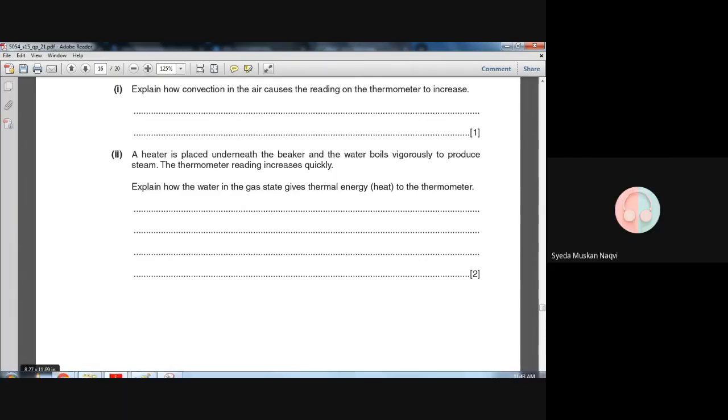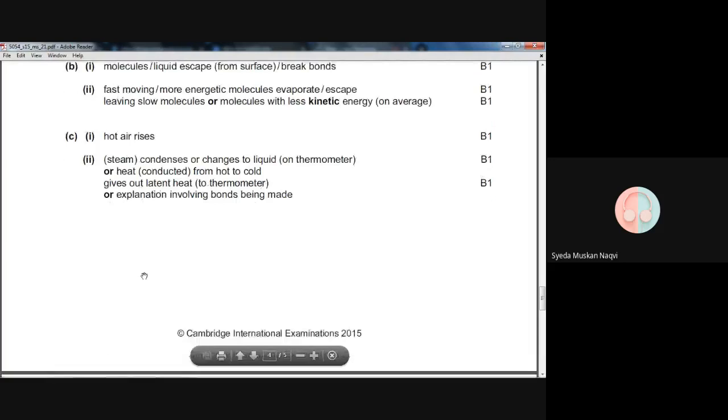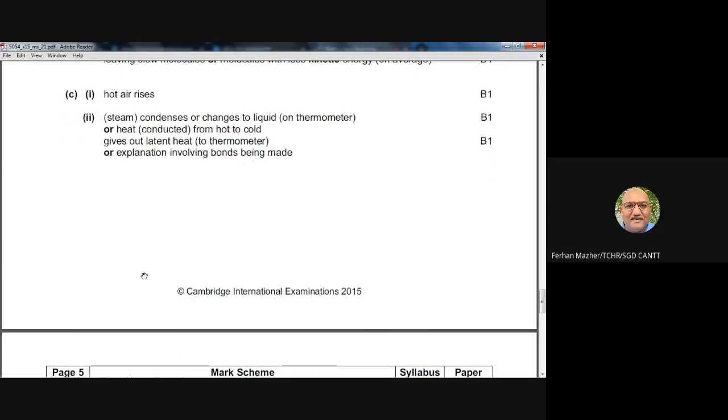Sir, can you please tell me again? You see on your marking scheme, it says the steam condenses or changes to liquid on the thermometer, or heat conducted from hot to cold, gives out latent heat to the thermometer, and/or explanation involving bonds being made. Okay, so there are two marks.